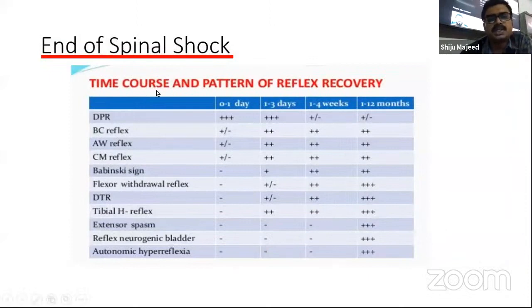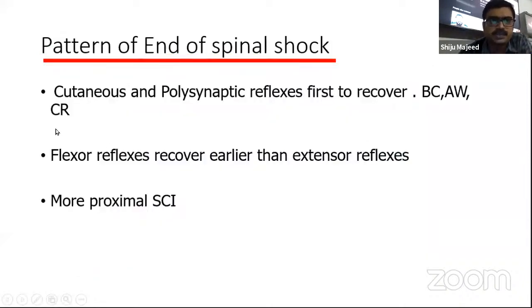Now, the time course and pattern of whatever I have told, again I am just repeating. The bulbocavernous reflex will return within a few days, 2 to 3 days, and the anal wink reflex and cremaster reflex will return within 2 days as well. These are the initial early reflexes to return. Now the Babinski sign will return by 3 to 4 weeks or beyond that. The deep tendon reflexes will take more time, may take 4 to 6 weeks. So this much information you should have.